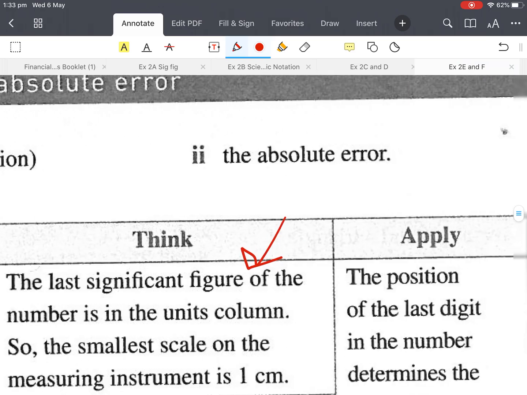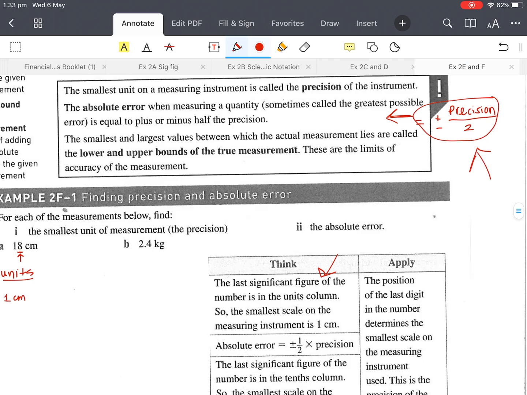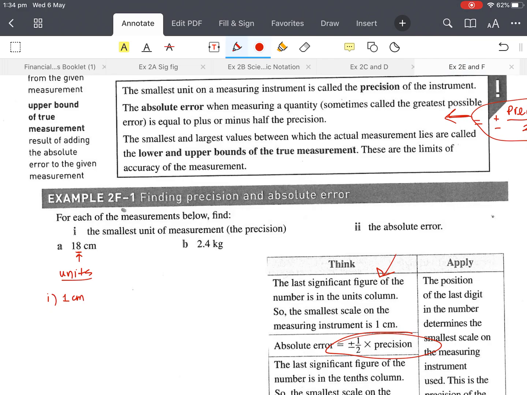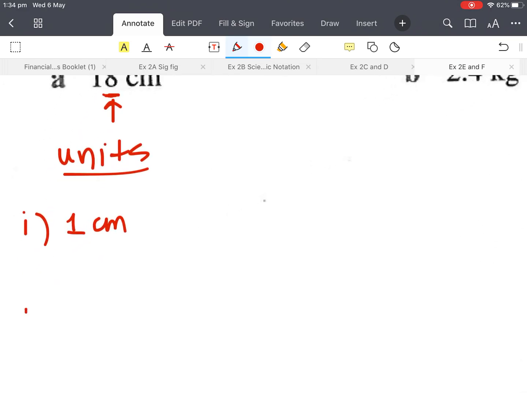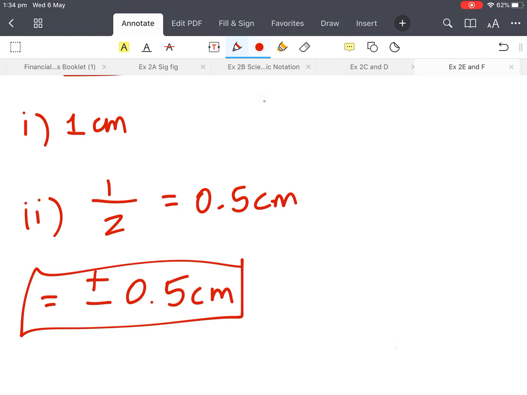Part 2 then says, what's the absolute error? Now remember to work out error, you do the precision divided by 2, or what it says here, half times the precision, and don't forget we're going to do above and below, so that's why we put a plus and a minus in front. So I'm going to take my precision, 1, and I'm going to halve it or divide it by 2, so obviously that means I get half a centimetre. A fractional decimal is fine. Don't forget, my final answer has to have a plus and a minus in front because we've got to go above and below the measurement.